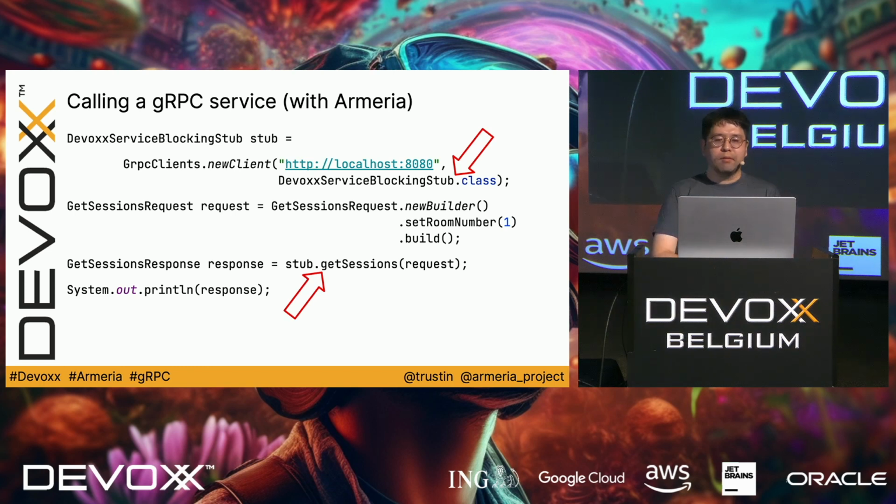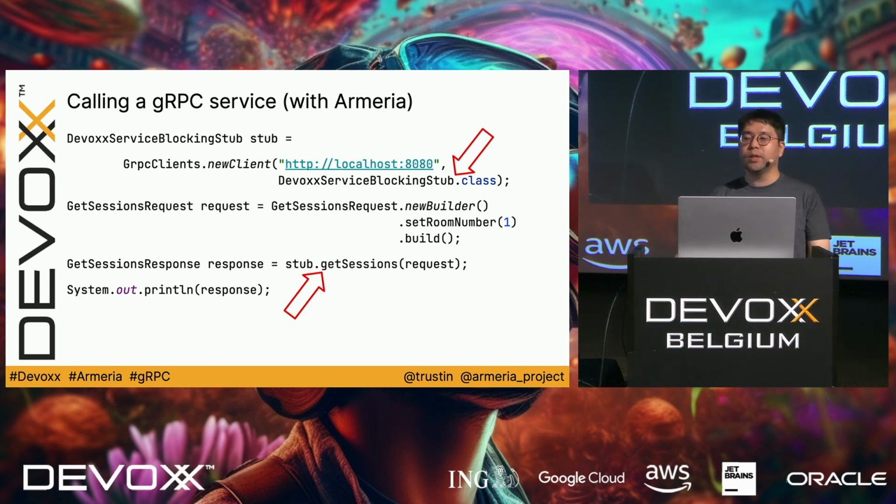So now we have a gRPC server, but this is only half of the story because we're living in the world of microservices, right? It's very likely that we write another service that calls our gRPC service. So we need a client for that as well.